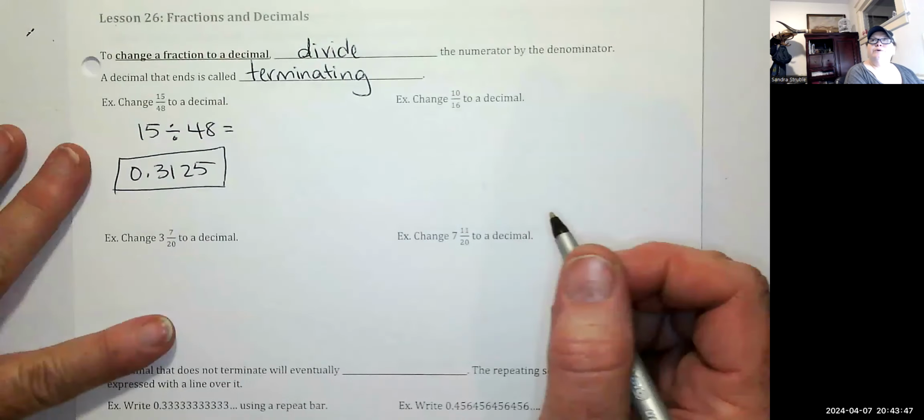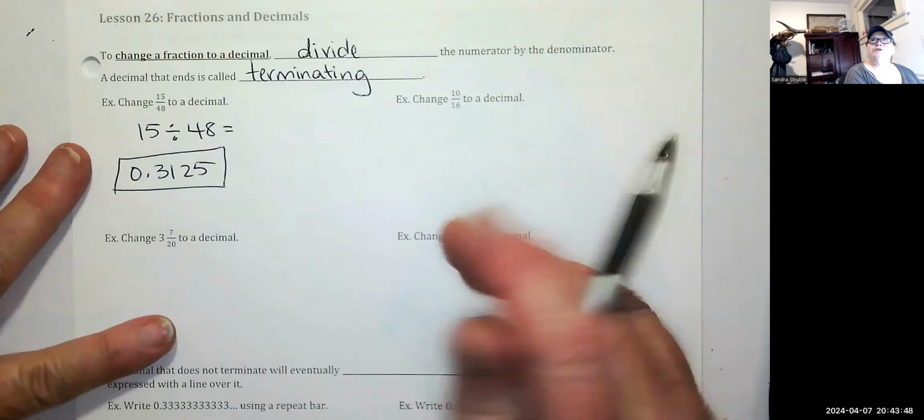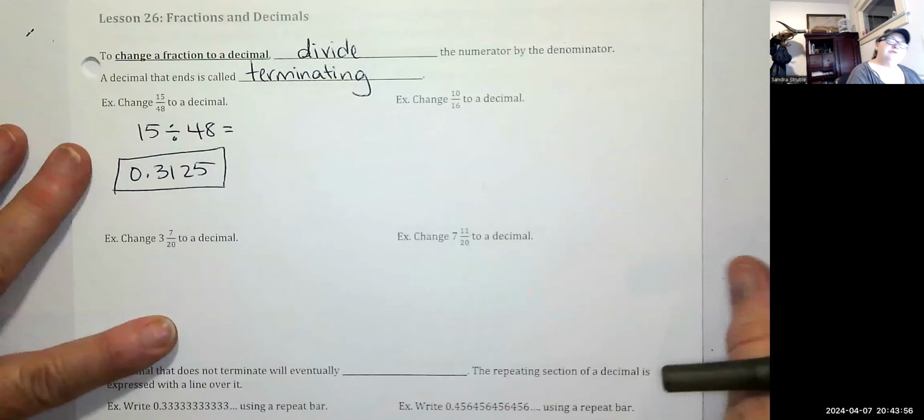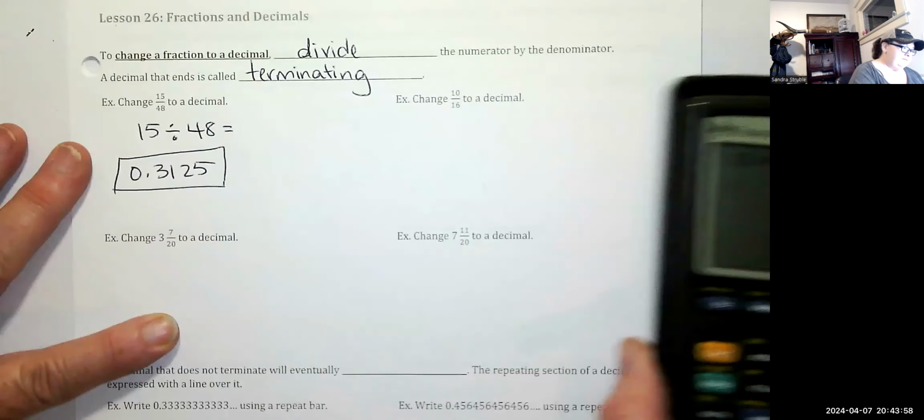Please pause the video and do the next one. If you want to try this one, please do so. If not, wait for me to do it. All right. 10 divided by 16. So just 10 divided by 16 equals 0.625.